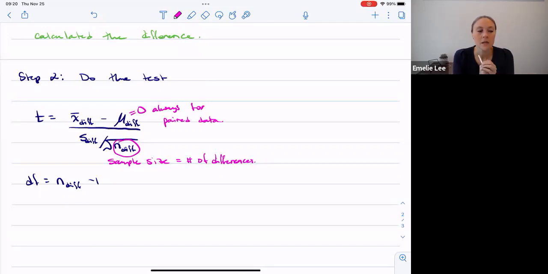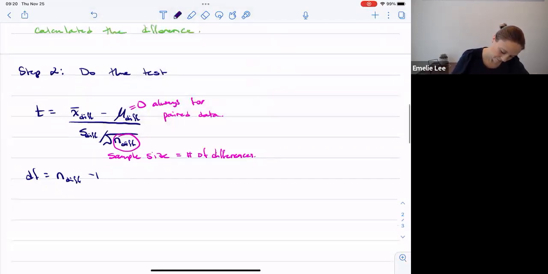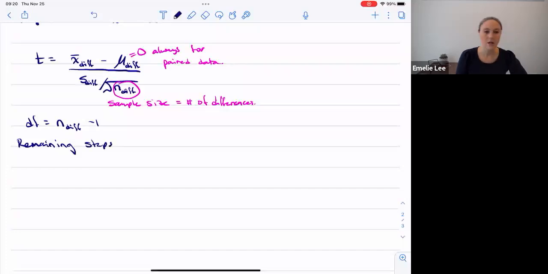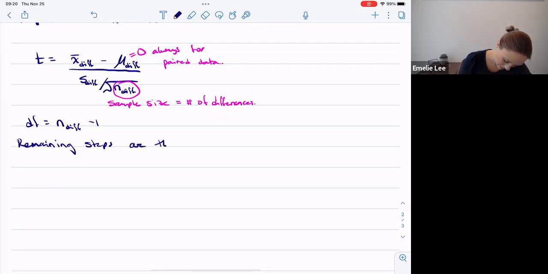Okay. So then once you have your T, you can use the t-test with N diff minus 1 degrees of freedom, and then all the rest of the steps remain the same. Remaining steps, maybe I shouldn't use the same word twice. Remaining steps are the same as always.